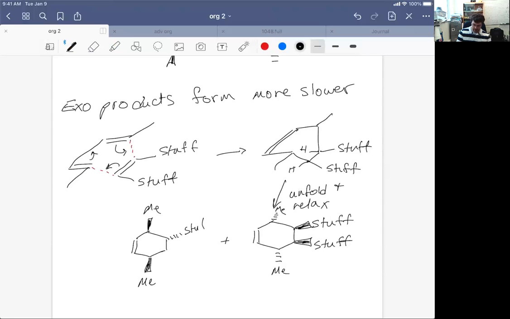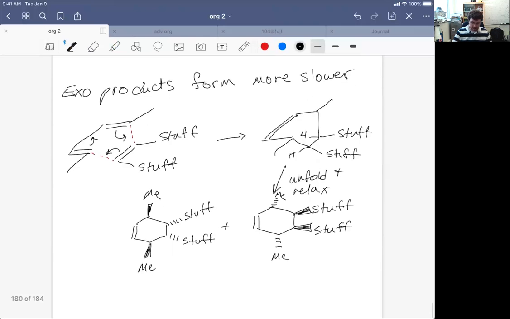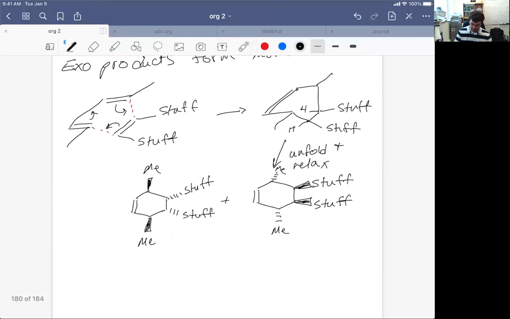So we could consider either the dienophile coming from the bottom, which is what I like to do, or it coming from the top. Both of these are considered to be exo products because for the transition state, the stuff would just be outside of the forming ring.